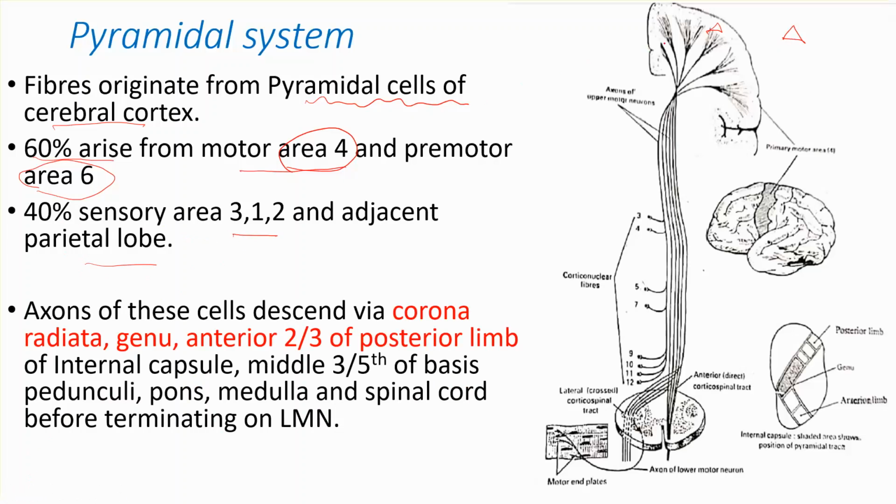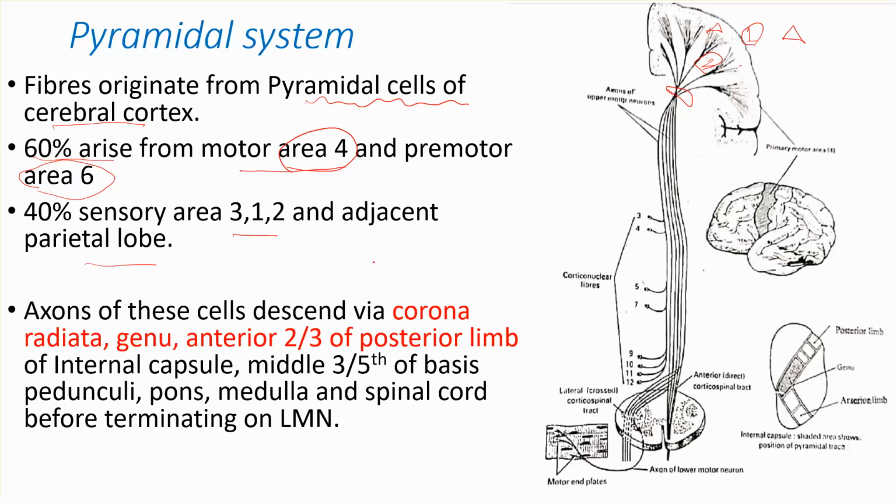Then the axons of these cells will descend via the corona radiata. So first we said that they take origin from the pyramidal cells. Then it is the corona radiata over here. This fan-like arrangement is called corona radiata. Then it is the internal capsule, and it's called the genu. So this region is the genu over here.